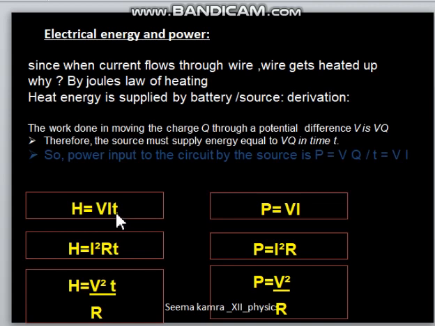Now this formula we can convert into different terms also by Ohm's law. Like if I replace V equal to IR, then it will become the I square RT formula. In the same manner, if I is replaced by V by R, then it will become the V square T by R formula. You can solve these formulas and see that these are the answers. So we have three formulas of heat energy.